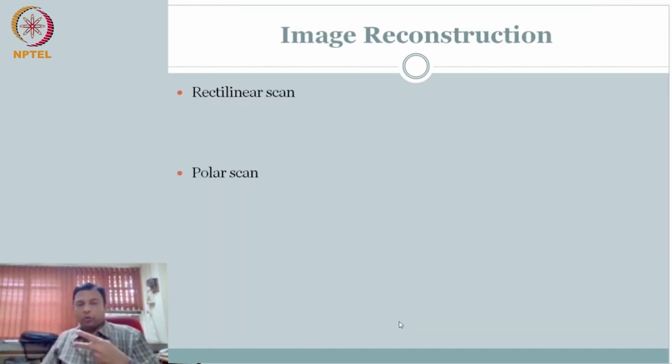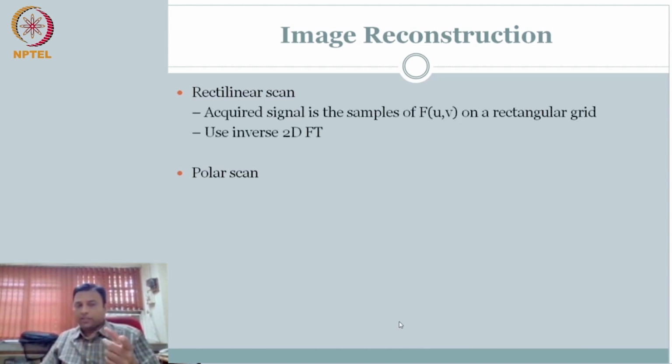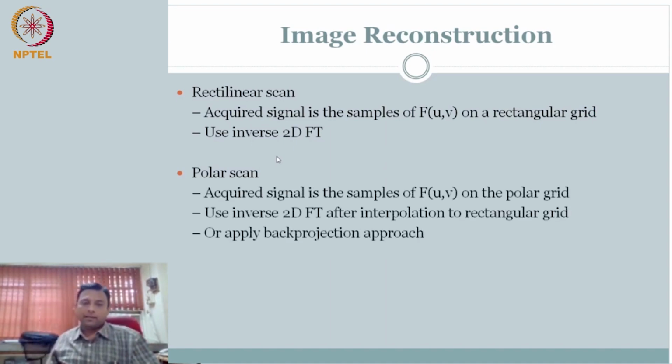We have two kinds of data. One is rectilinear scan, the other is polar scan. The acquired signal has samples of F of u comma v on a rectangular grid if it is a rectilinear scan. All you have to do is take the 2D inverse Fourier transform and you will get your image. Likewise in polar scan, the acquired data is F of u comma v but on a polar grid. You can either convert it to a rectangular grid, or apply the back projection approach. All of this reconstruction from Fourier to image we also did for CT.